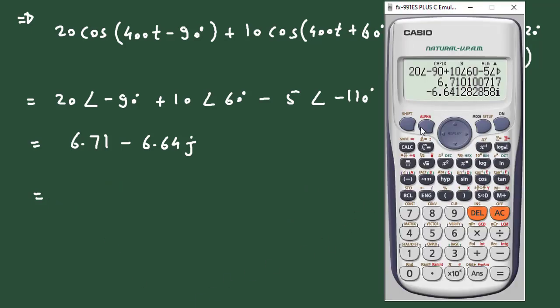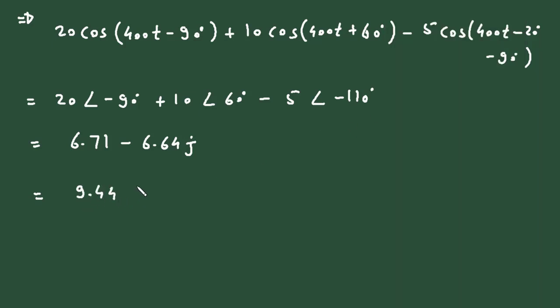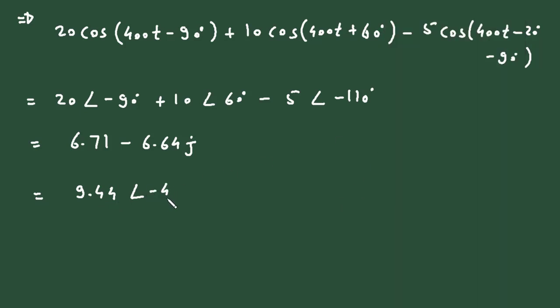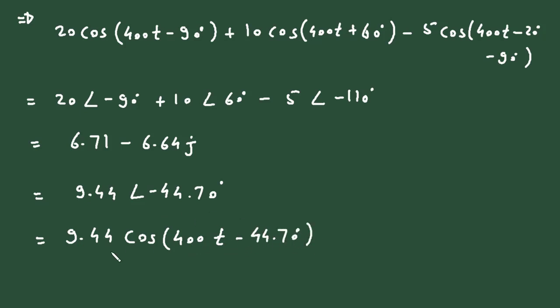Now we can convert this rectangular form to polar form. Shift 2, 3. So it is 9.44 at an angle minus 44.70 degree. So now this can be written as 9.44 cos omega t, the value of omega is 400, 400t minus 44.70 degree. So this is the final answer for problem C.